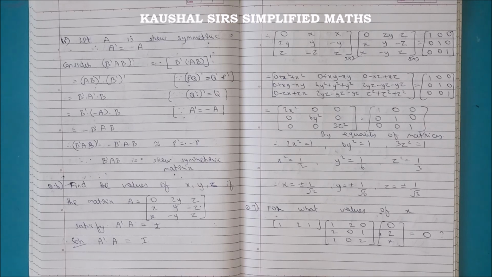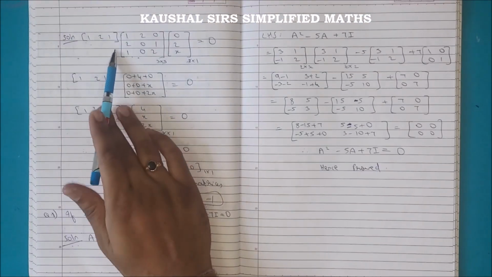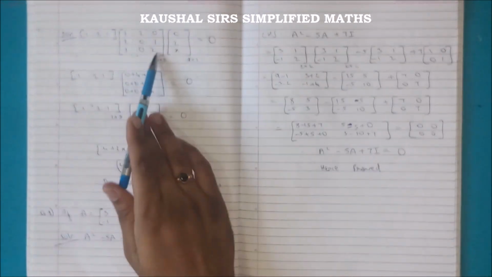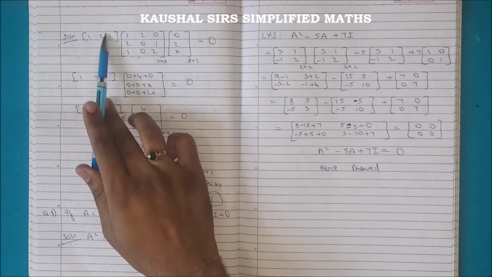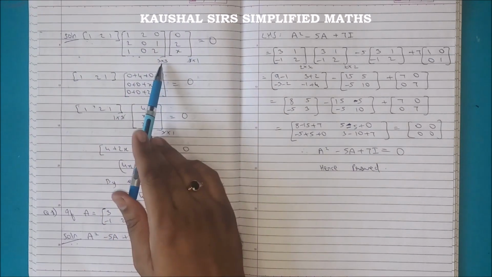Okay, moving to the seventh question. For what values of x is this relation satisfied? Okay, so let's start. This is the given relation. Okay, let's start the solution. Here first we multiply these two, or you can first multiply these other two, and then multiply the resultant with the remaining one. You can follow any way.